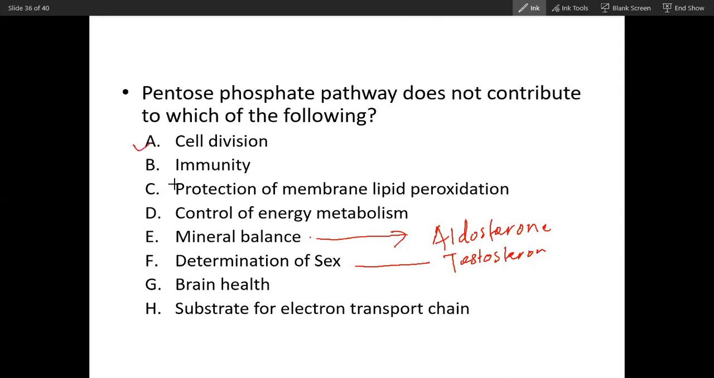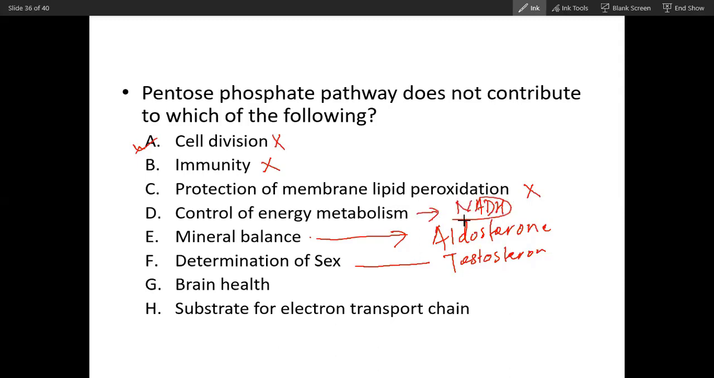So cell division, will it function as cell division? Yes, it will function as cell division. So this cannot be answered. Immunity, yes, it plays a role in immunity. Lipid peroxidation protection, yes, it plays a role. Energy metabolism, yes. NADH will produce, not NADPH.